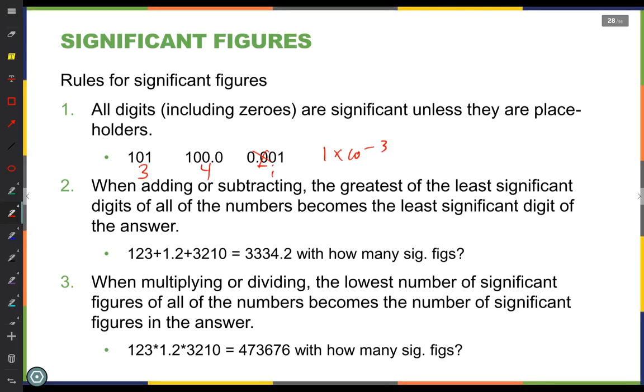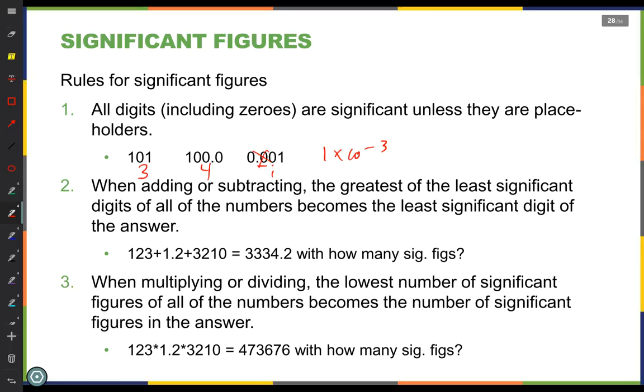All right. So that's pretty simple. Now, when you add numbers, it's a different rule than when you multiply numbers. What I found is most students, when they come into this class, they know the multiplication rule very well, but they don't know the addition rule. So the addition rule, when you say all the words, it really sounds nonsensical. The greatest of the least significant digits is the least significant digit in the answer.